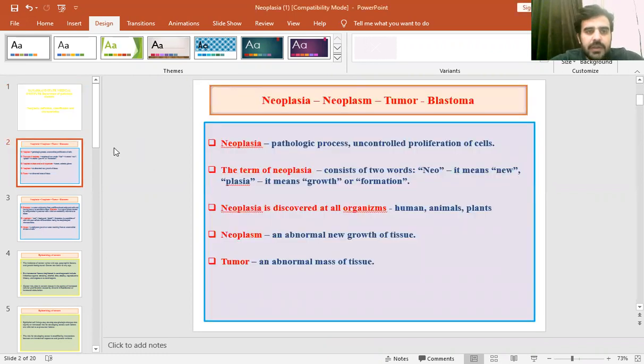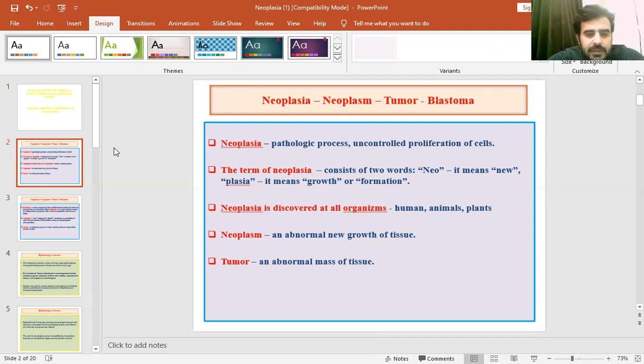Neoplasia, what actually is neoplasia? It is a pathologic process. It is the uncontrolled proliferation or differentiation of the cells. The term neoplasia consists of two words. The first one, neo, means new, and plasia means growth. So actually neoplasia, as we already said, is the uncontrolled proliferation of the cells. So we can also say that it is the new growth or formation of the cells. It can occur in all organisms, including humans, animals, and plants.